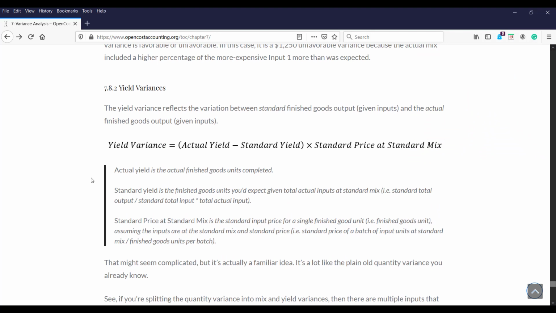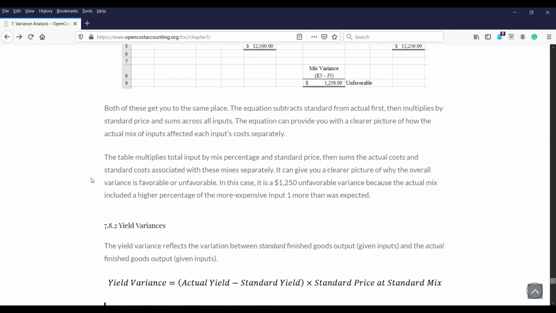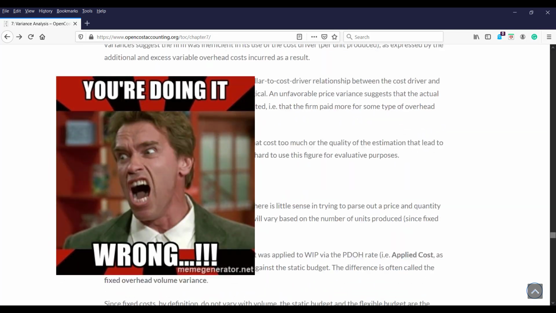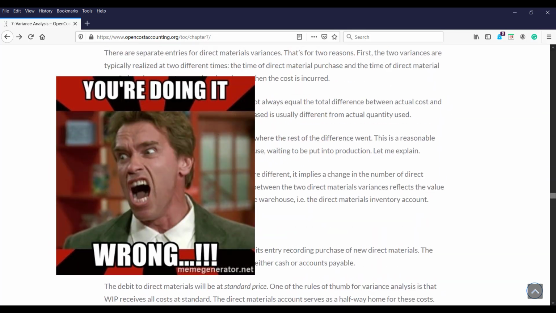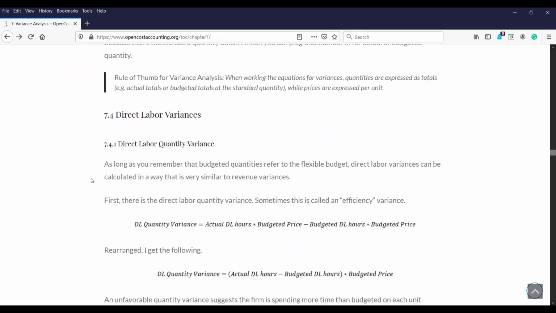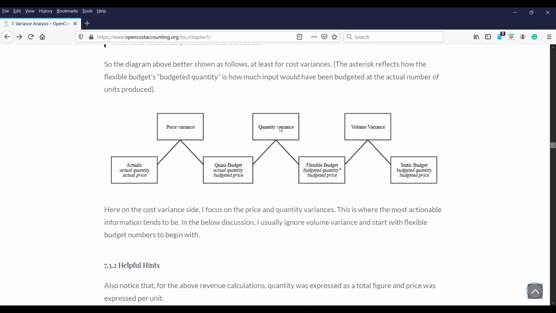Sometimes I get people who try to get mix and yield to split up a price variance. That's wrong. That's just wrong. No, the mix and the yield are subdivisions of your quantity variance. They're going to live in this land right here. It's like we have 2 extra peaks right here, one for mix, one for yield.